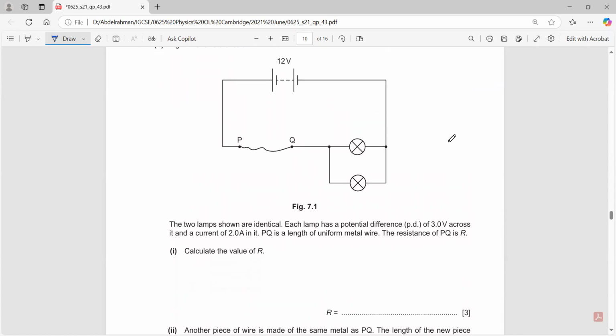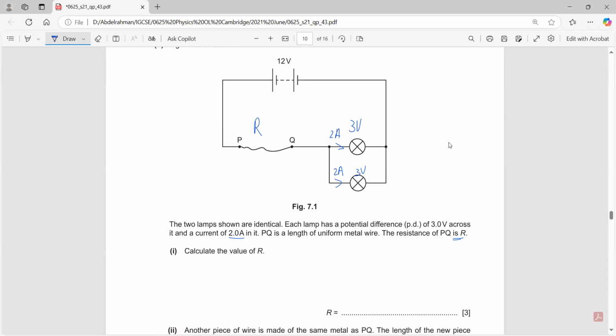Now we have two lamps which are identical. Each lamp has a potential difference of 3 volts and a current of 2 amperes in it. Calculate the value of R. The resistance PQ is R. So the resistance here is R ohms. We do not know the resistance.